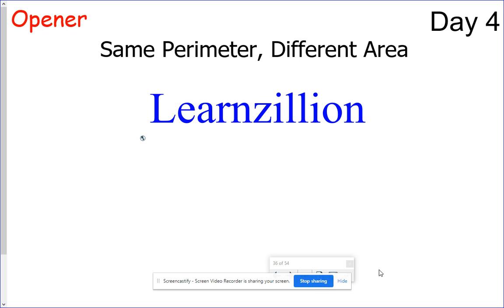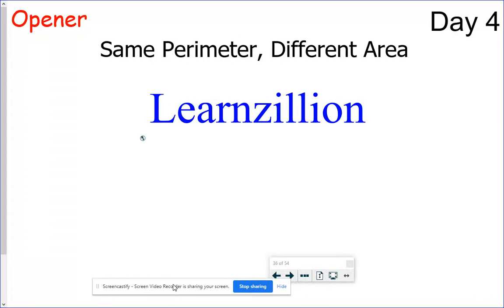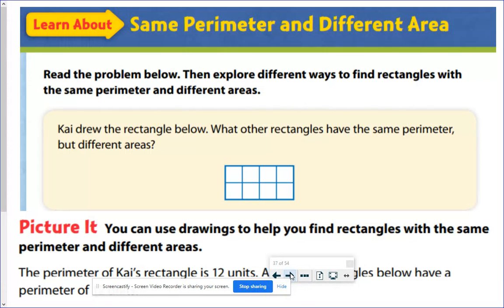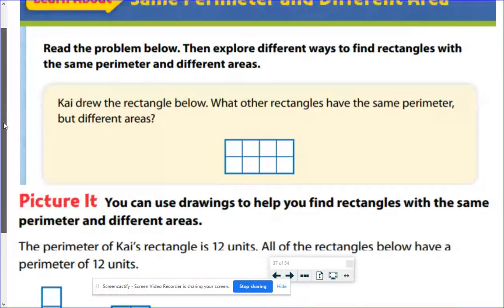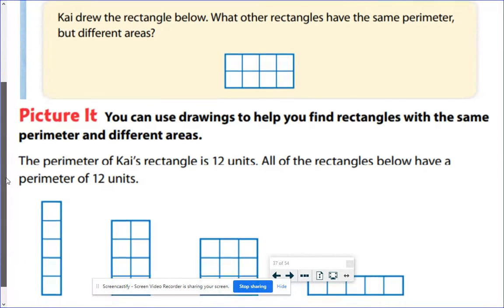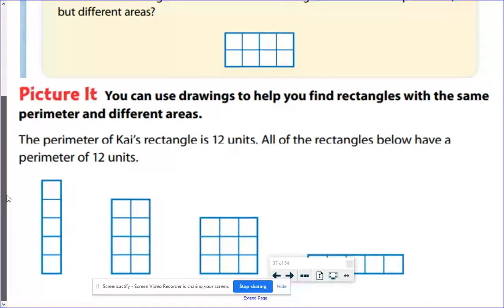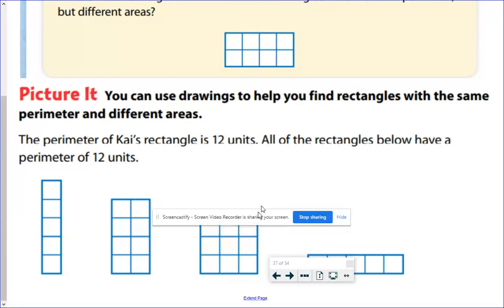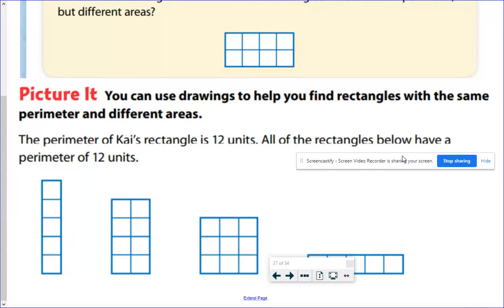Today's lesson is about same perimeter, different area. We're going to combine measurements, the measurement of perimeter and area, and compare them to the different shapes. We looked at this rectangle in class. I think I started this with you, Allie, and finding that all of the perimeters of these different shapes were 12, and we calculated the different areas.